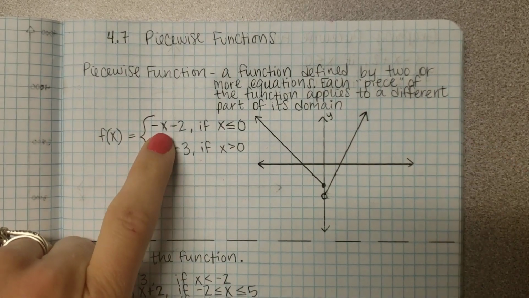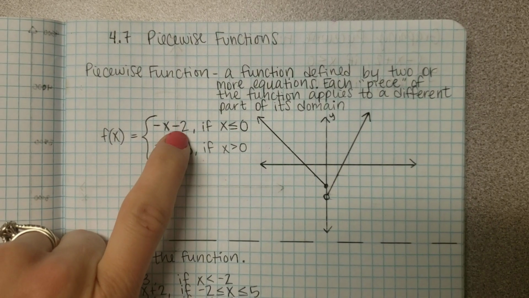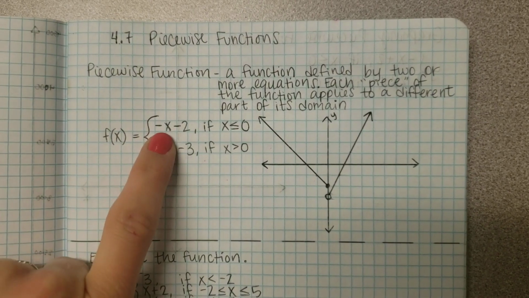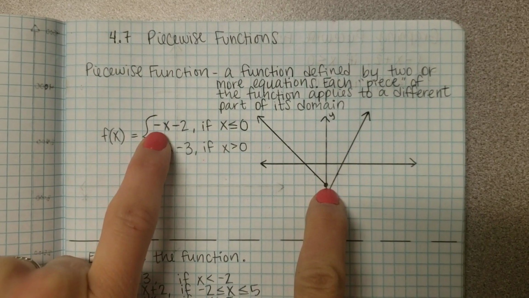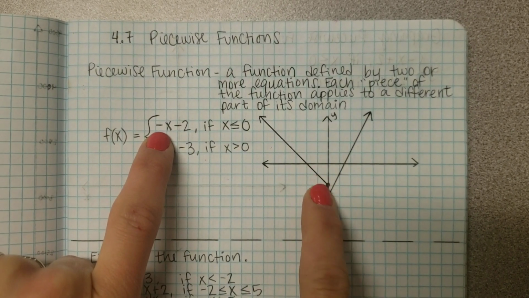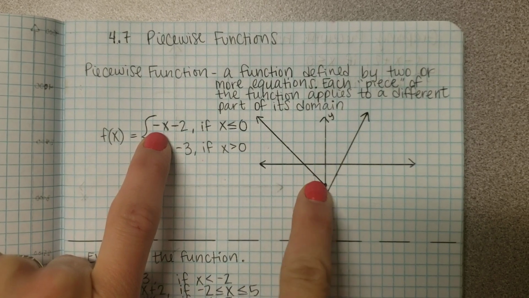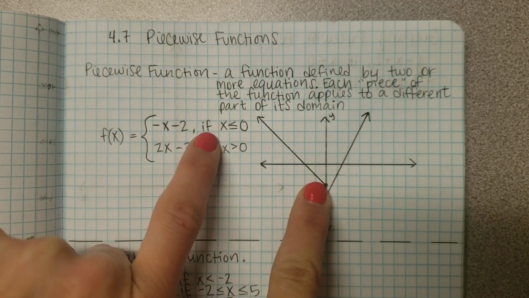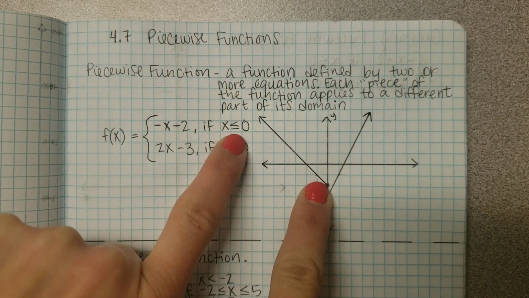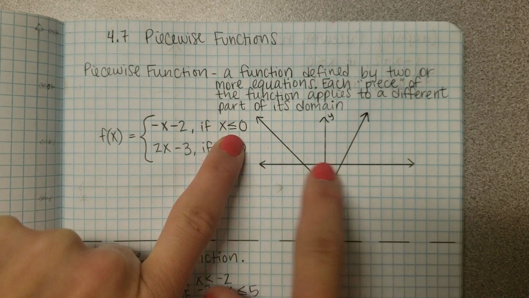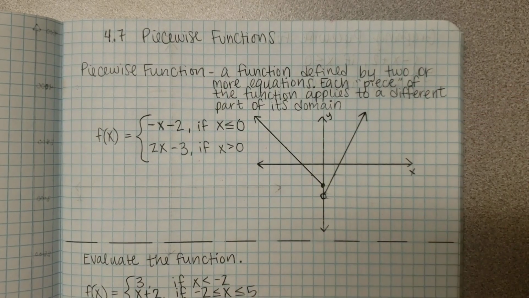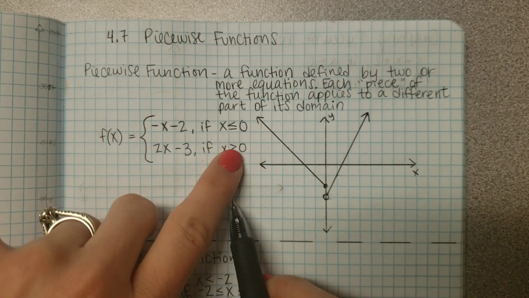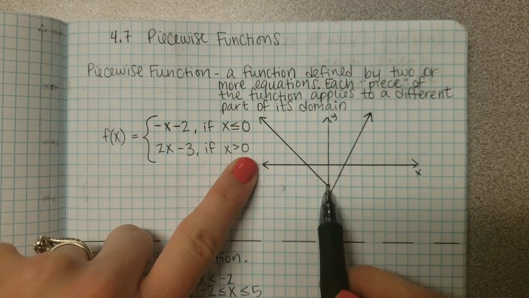So for example, this line right here is y equals negative x minus 2, so it starts off at negative 2, and the slope is negative 1 over 1. So that's this line right here. But it tells me that this is only if x is less than or equal to 0. So on this x-axis, when x is less than 0, then that's the line.